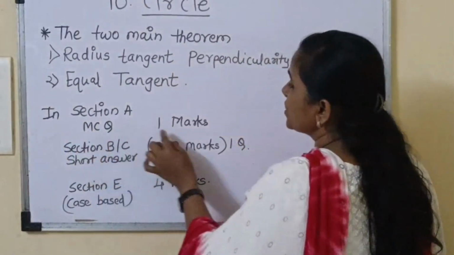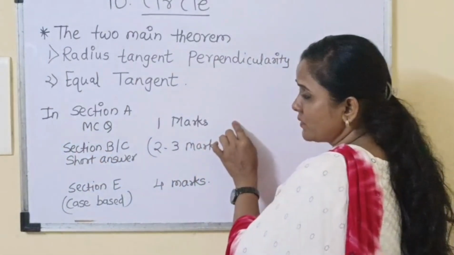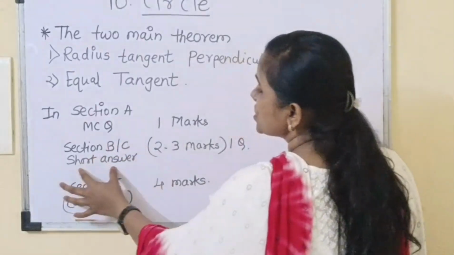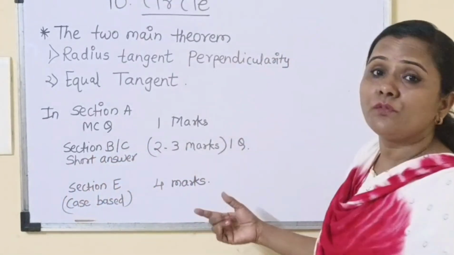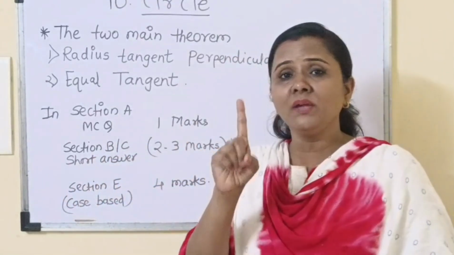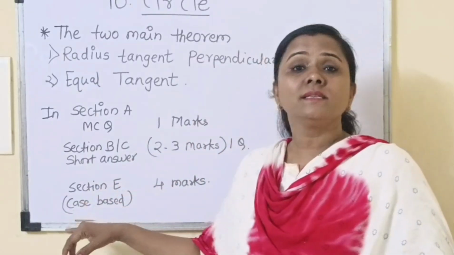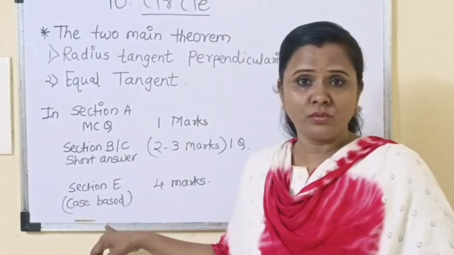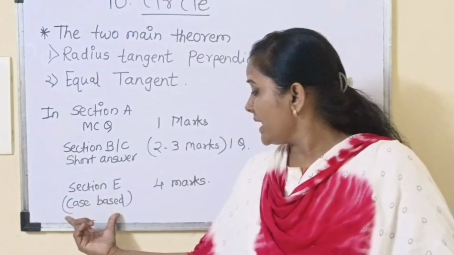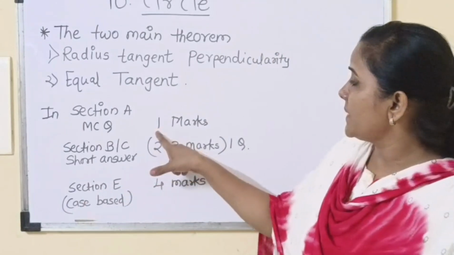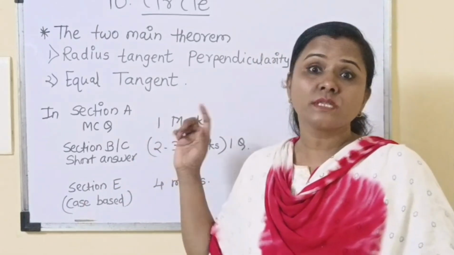In section A in MCQ it will give you a 1 mark question. Section B or C, short answer type question, it will give you 2 or 3 marks and only one question will be there. And in section E, there is a case based question, you know that very well. So the case based question will give you 4, 4 plus 2, 6, and plus 1, 7. So it will give you 7 marks.